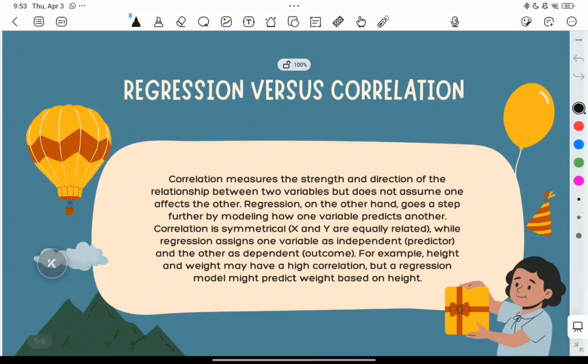For regression versus correlation. Correlation measures the strength and direction of the relationship between two variables but does not assume one affects the other. Regression, on the other hand, goes a step further by modeling how one variable predicts another. Correlation is symmetrical, for example, x and y are equally related, while regression assigns one variable as independent and the other as dependent. For example, height and weight may have a high correlation, but a regression model might predict weight based on height.